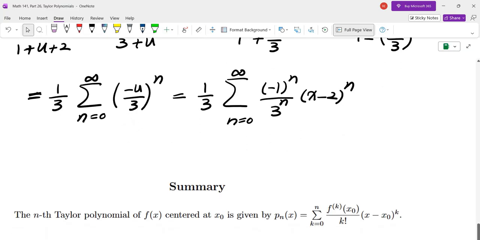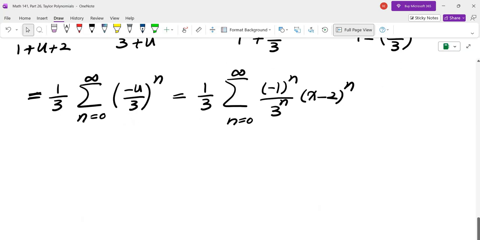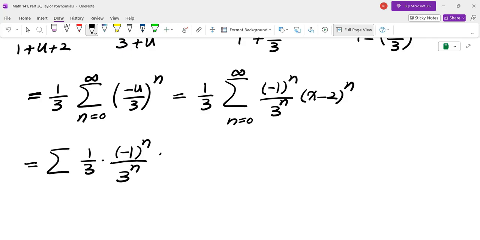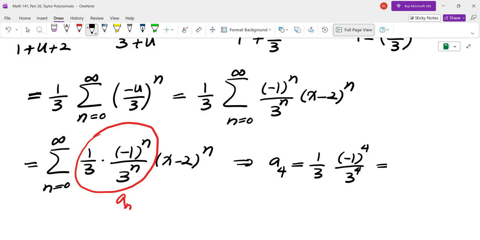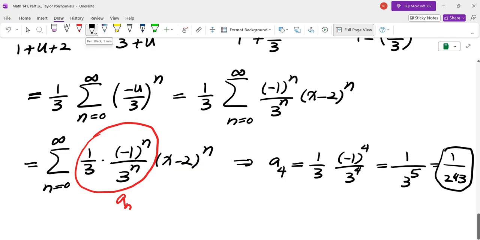So now the question was find a4. Well, if I put this 1/3 inside, I would get the sum of 1/3 times (negative 1) to the n over 3 to the n, times (x minus 2) to the n, n equals 0 to infinity. What is a4? a4 is this one when n is 4. So this means a4 is 1/3 times (negative 1) to the power of 4 divided by 3 to the 4, which is 1 over 3 to the 5th, and that's exactly 1 over 243 that we got up there.